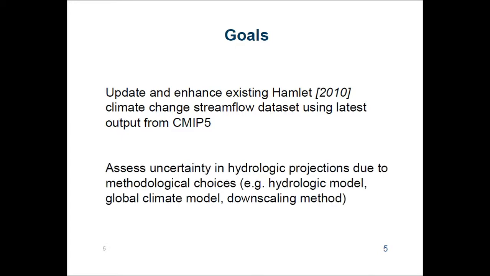But then also what we wanted to do was get at the uncertainty that's inherent in any hydrologic projections. So we know that any of these methodological choices that you make along the way, your choice of hydrologic model, your global climate model, your downscaling method, all of these choices will have an impact on your ultimate projections. And so we wanted to get at this question of, okay, what is that uncertainty? What's the spread looking like?